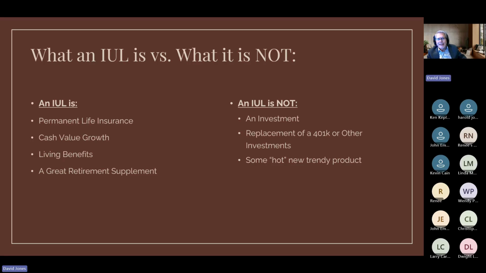What an IUL is versus what it is not. Okay, so it is designed to be permanent coverage. When you look at an illustration, anybody out there who's seen them, some of them go out farther than others. Some of them you can run them out forever. Some of them, different lengths of time. However, it is defined as and meant to be permanent insurance, and there's always a guaranteed column in these.